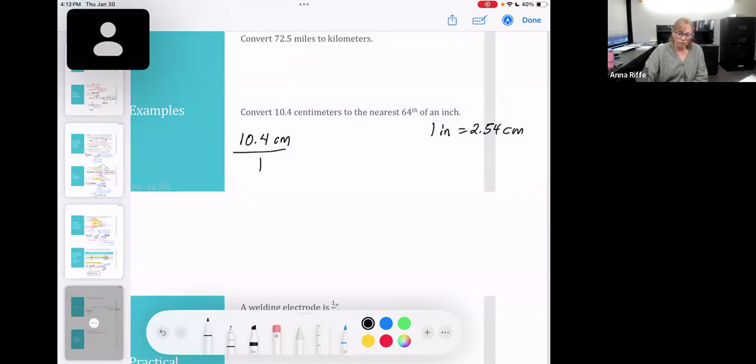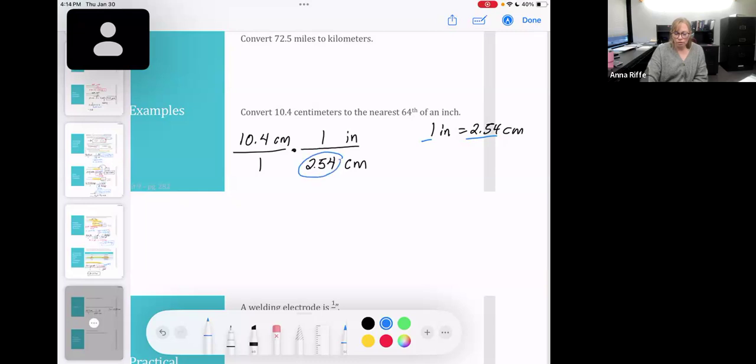So first step, I want to convert this to inches. So I'm going to choose to multiply by the unity fraction that has centimeters on bottom because I want the centimeters on top to cancel. That means that inches needs to be on top. 2.54 is the number next to centimeters, so that's what goes next to centimeters in my unity fraction. 1 is the number next to inches, so that's what goes next to inches in my unity fraction.